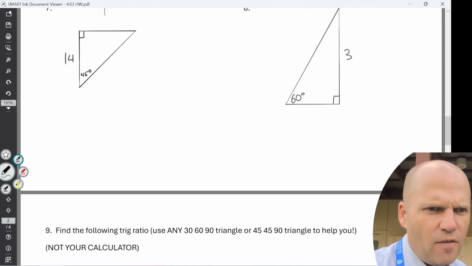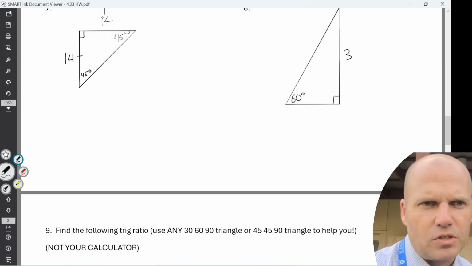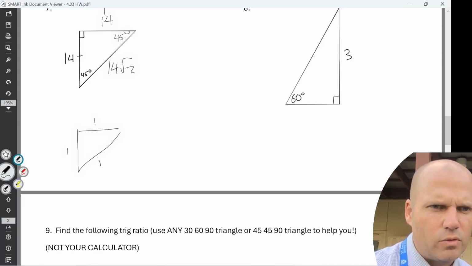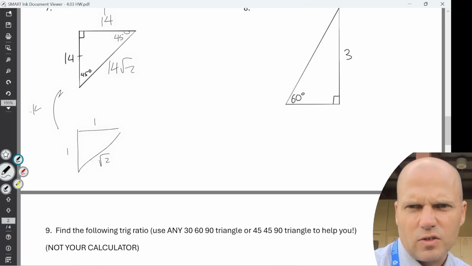Cool. If this is a 45-45-90 triangle, well, this is 14 here. I know this has to be 14, right? This is going to be 14 root 2. Or you could start with a 45-45-90 with 1, 1, root 2 and say that the scale factor is 14.